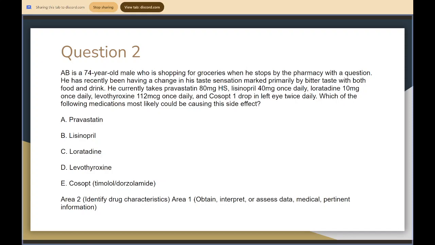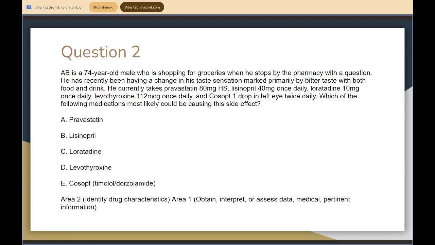All right, so the correct answer is E as in excellent. Cosopt is a combo product that we use in the management of glaucoma. It contains timolol, which is a beta blocker, and dorzolamide, which is a carbonic anhydrase inhibitor. And so topical carbonic anhydrase inhibitors not only cause local or ocular side effects like stinging, burning, or blurred vision, but they can also cause a systemic symptom of altered or bitter taste.